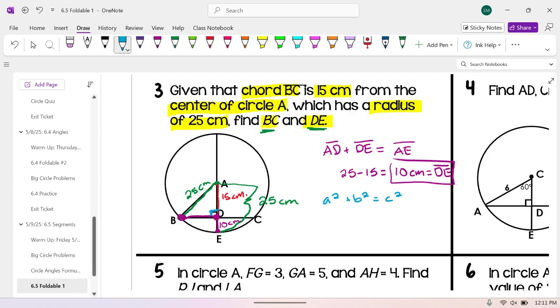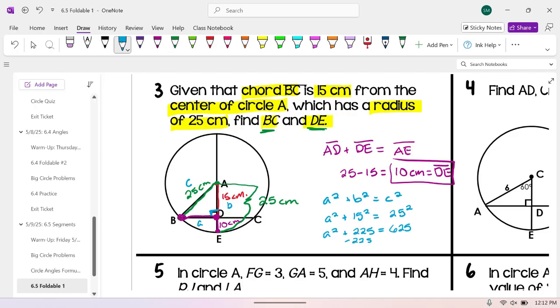So remember, what always has to be your c value in a right triangle for Pythagorean theorem? The hypotenuse. Which one's my hypotenuse? The 25. So this is my c. A and b can be either one of these, so we're just going to do a plug and chug. So I would get a squared plus 15 squared is equal to 25 squared. So I get a squared plus 225 is equal to 625.